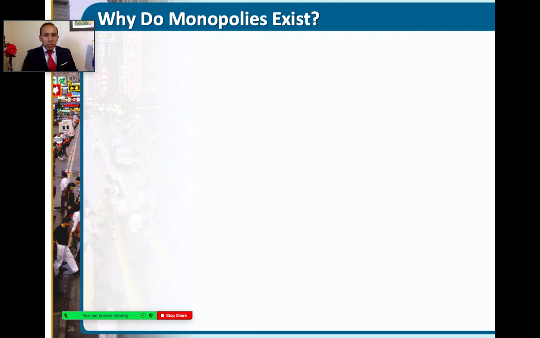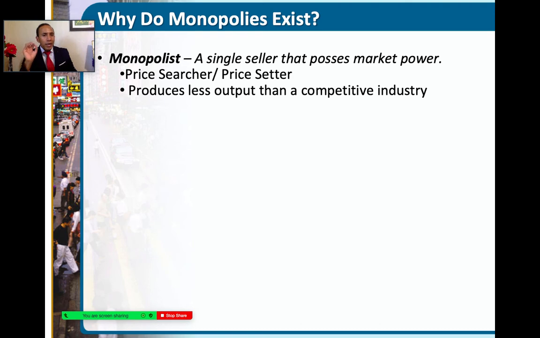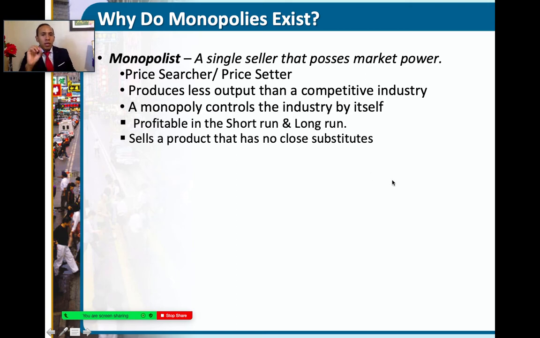Within a monopolized industry, we have a situation where a monopolist is a single seller that possesses significant market power. In this particular market, they are able to set the price and they produce limited output compared to a competitive market and control the industry heavily. So they have the characteristics of being a price setter, a price searcher, they maximize profit, produce limited output, and the industry is controlled by one specific firm that has significant market power. So the monopoly controls the industry by itself significantly.